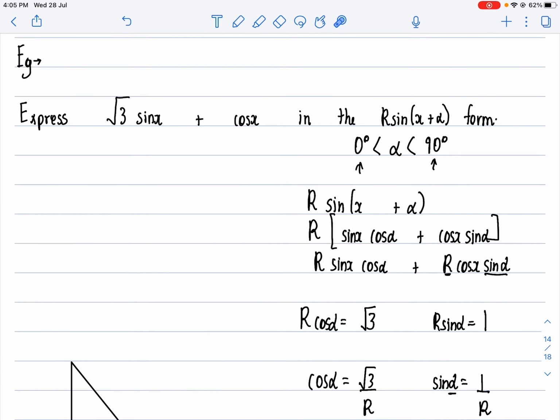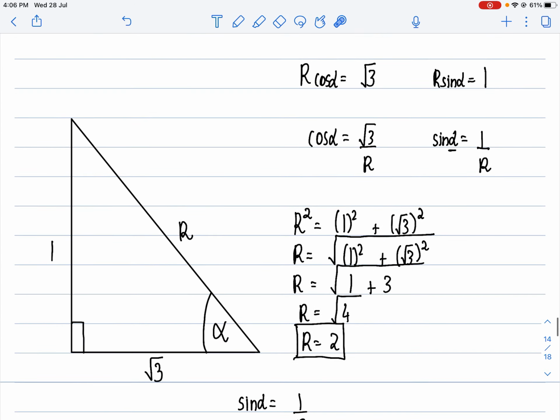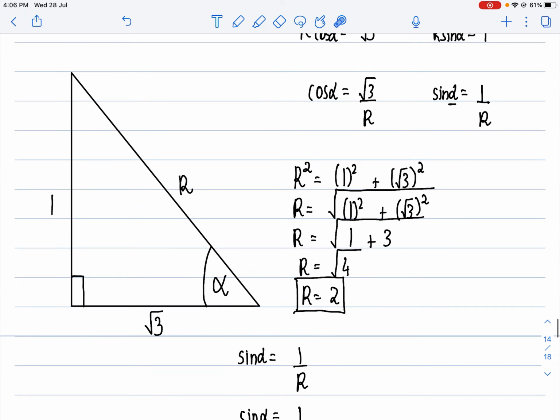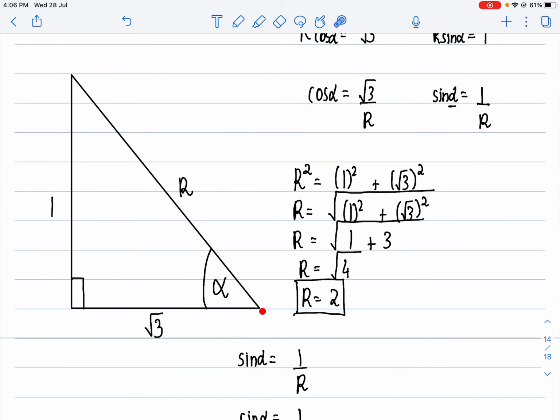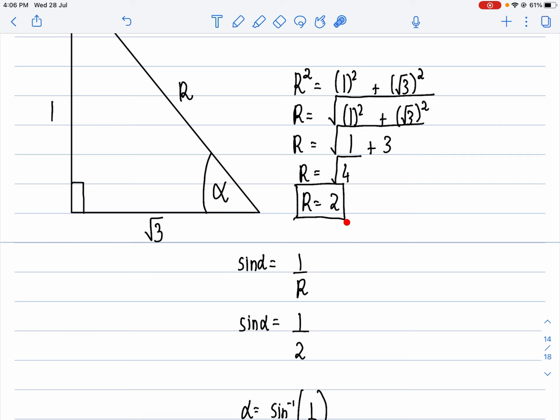Normally, they'll ask you to express this into the r sine or cos x plus alpha formula. So basically it's always a compound angle formula. You write the compound angle formula here, take r inside, then you simply compare them, correct? And then you get two equations, cos and sine, correct? Then you make the right angle triangle and plot them. Label the sides and the angle. You calculate r using Pythagoras theorem.